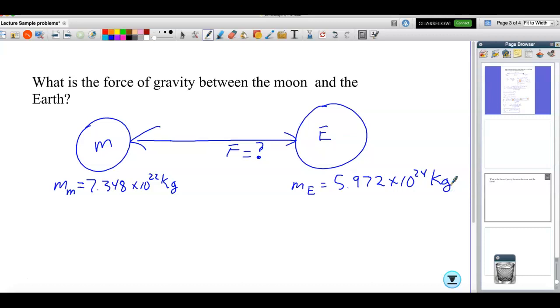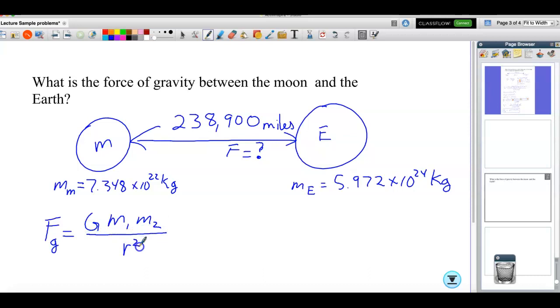And then we need to know how far apart these two are. So we can find the distance from the earth to the moon. I can look that one up: 238,900 miles. Okay, so there we've got some information, and we know Newton's universal law of gravitation is the force of gravity equals capital G, remember from the lecture, that's the gravitational constant, times the mass of 1, times the mass of 2, all over r squared. So it looks like we've got everything that we need.